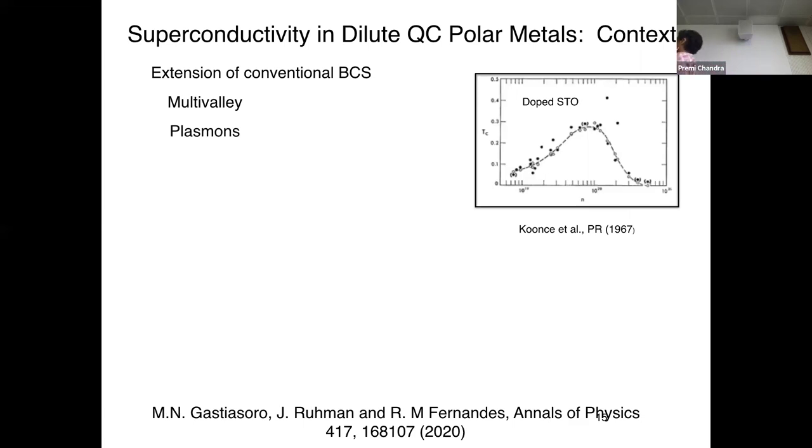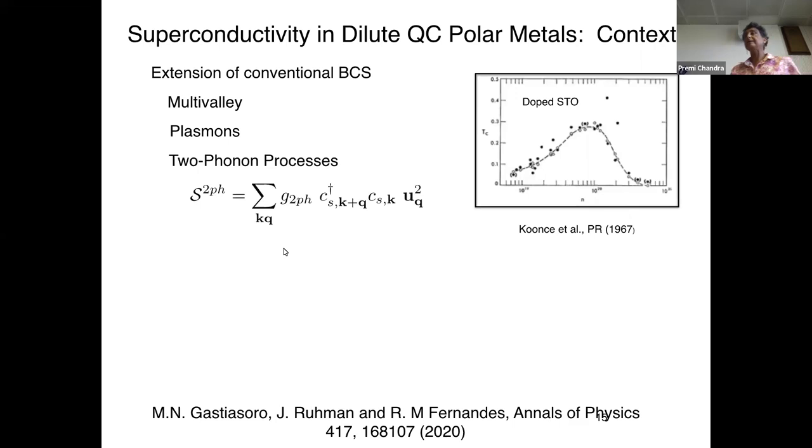Then there was work on plasmons. The problem with plasmons is you really need the... okay, there are problems here. I'm not going to go through the problems. And then at some point in the 70s, Nagai proposed 2-phonon processes. And the idea was, well, you can't couple to a single phonon that breaks inversion symmetry, but you can couple to 2 phonons. And maybe that's something that we should consider.